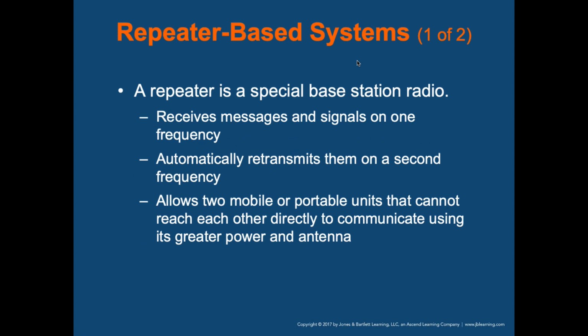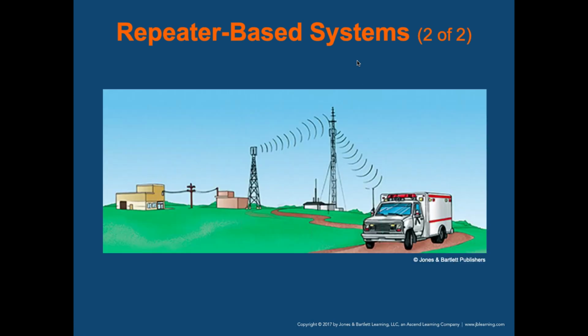So, repeater-based systems. A repeater is a special base station radio which receives messages and signals on one frequency and automatically retransmits that on a second frequency that goes to a place receiving that, like a dispatch center. It allows two mobile or portable units that cannot reach each other directly to communicate using the greater power of an antenna. Most of the time your repeaters will be sitting on top of higher mountains, as you can see here.